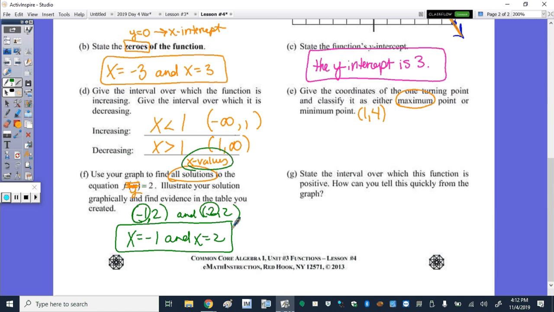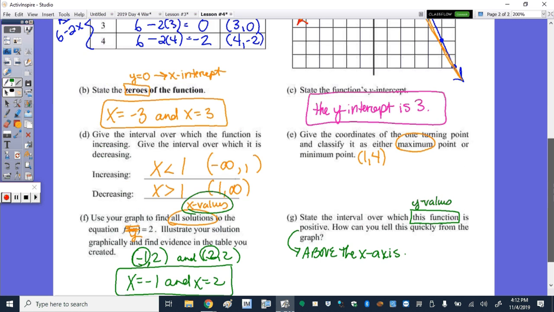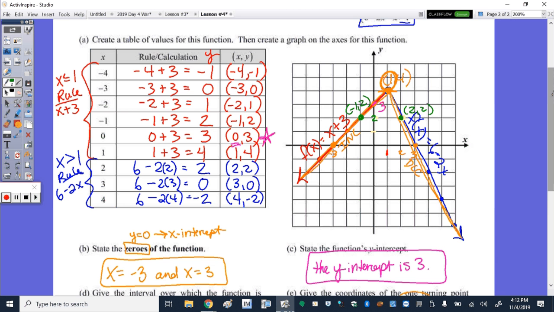Last, state the interval over which the function is positive. How can you tell? Well, the function again refers to the y values. And y values are positive above the x-axis. Okay? If you look at your y-axis, the values are negative when you go below it. So the part of the curve where, what color can I use? Let's use this pink. The part of the curve that's above the x-axis is right here. And that goes from an x value of negative 3 to an x value of 3. Okay, it's above the x-axis from negative 3 to 3.